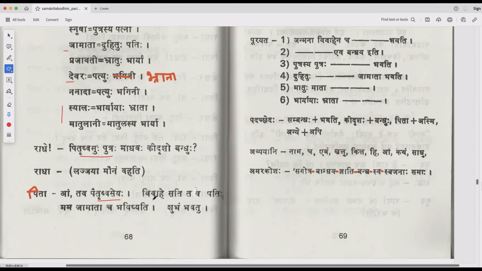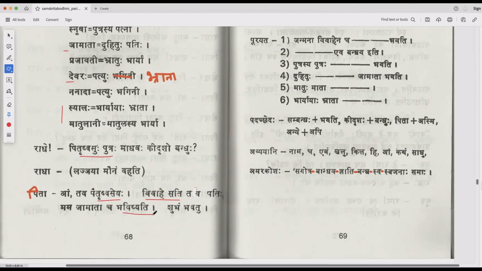Vivahe sati. So when the marriage happens between this Radha and that Madhav, tava patihi, he becomes your husband. Mama jamata cha bhavishyati. This is in future tense. So we've read past tense, lang lakaraha. We read lung lakaraha, so, present tense lat lakaraha, past tense lung lakaraha. Now this is lrit, which is future, bhavishyati.